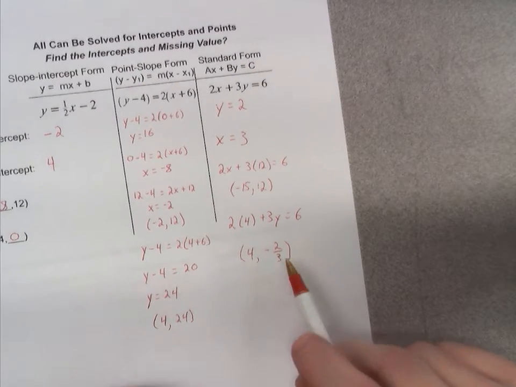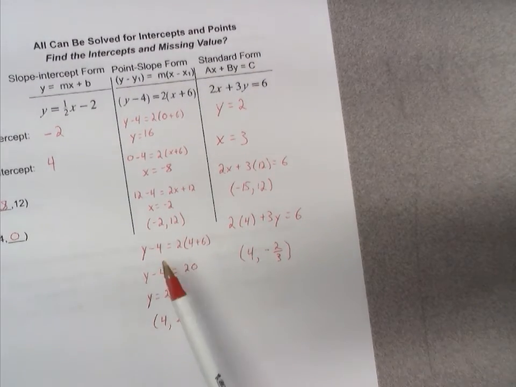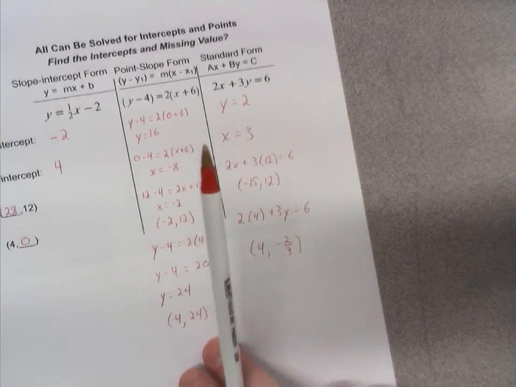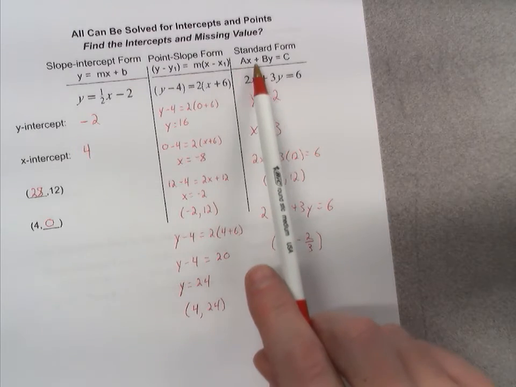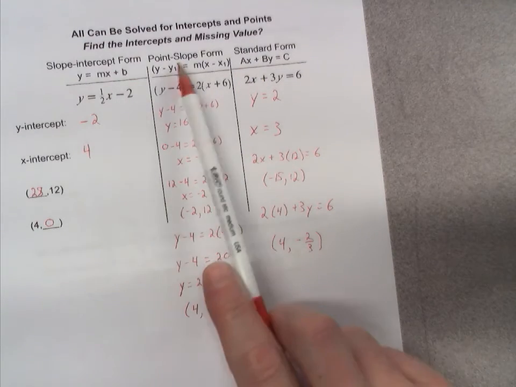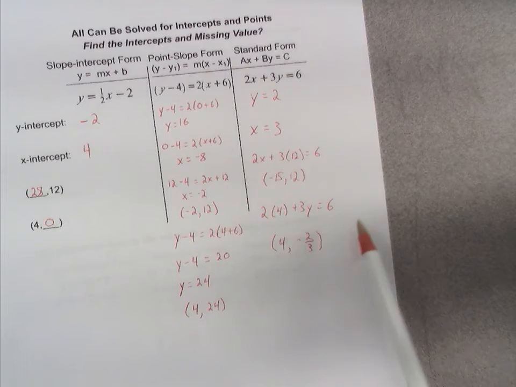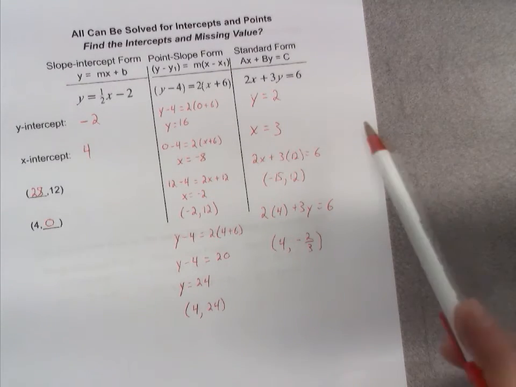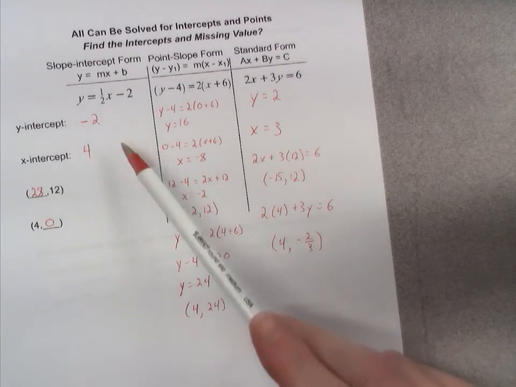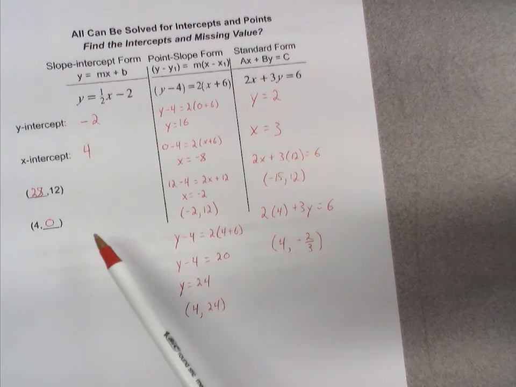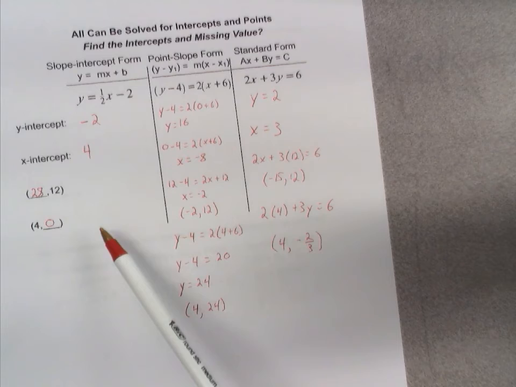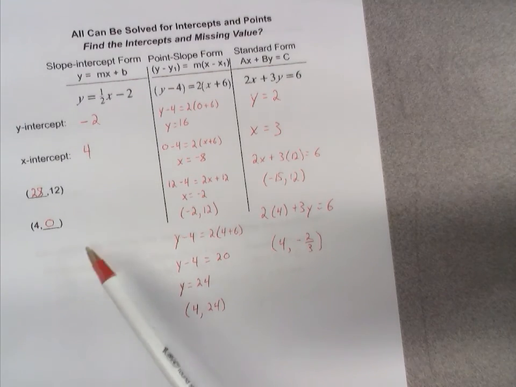Okay, and so this is just a good way for you guys to see how you can use all three of these forms, the slope-intercept form, the point-slope form, and the standard form, to solve different types of problems. So you're going to need to start thinking about, given the types of information you have, which of these forms would be best for you to use, and then move forward and use that form.